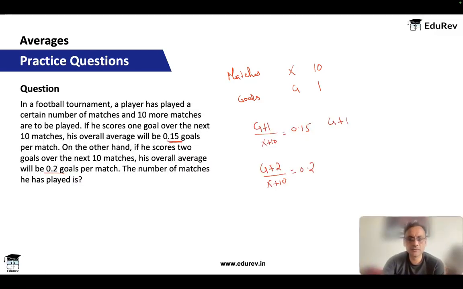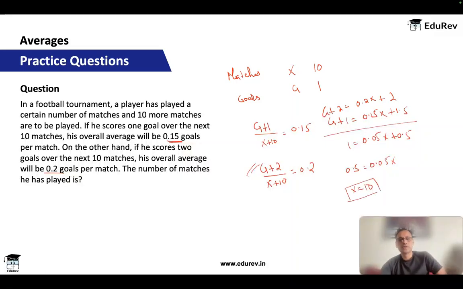So G plus 1 is equal to 0.15x plus 1.5. And this equation will give you G plus 2 is equal to 0.2x plus 2. If I subtract both of them, 1 will be equal to 0.05x plus 0.5, or 1 minus 0.5, 0.5 is equal to 0.05x, or x is equal to 10.